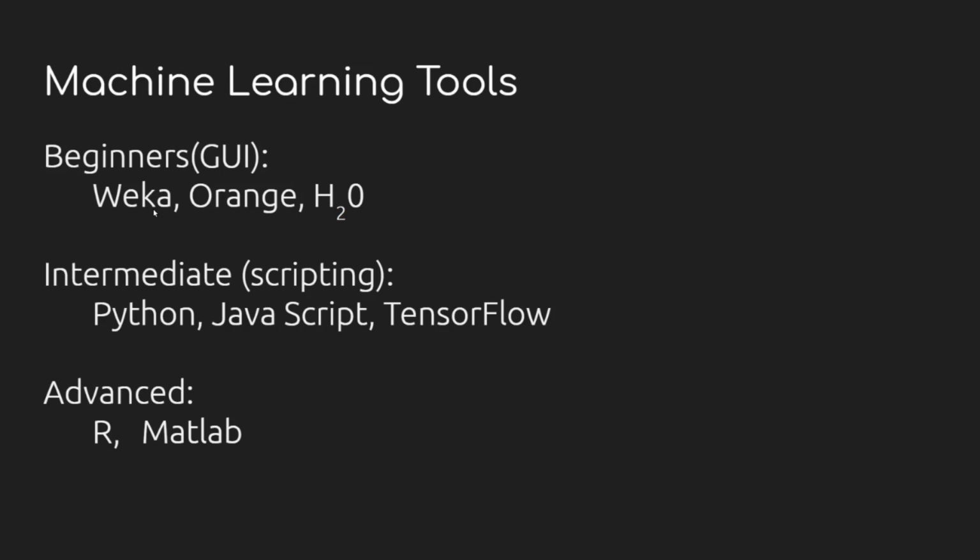Weka is based on Java. Orange supports Python also. Then there is another tool called H2O, which is a little bit hard to get started with, but with Weka and Orange you can start with any kind of machine learning models, any kind of supervised, unsupervised or reinforcement learning. You can play along with these. There are a lot of beautiful examples available, and the documentation is very good for both of them.